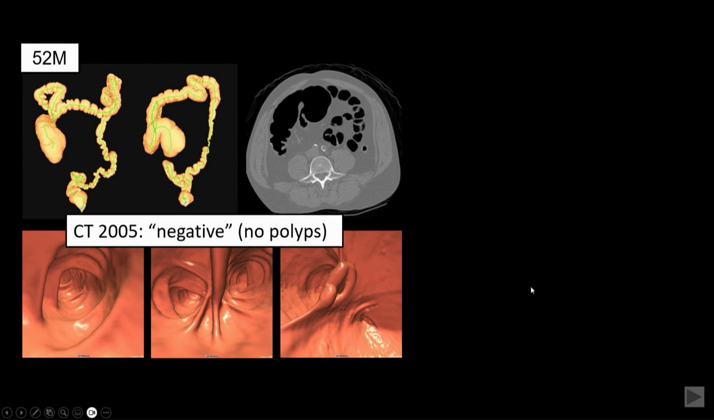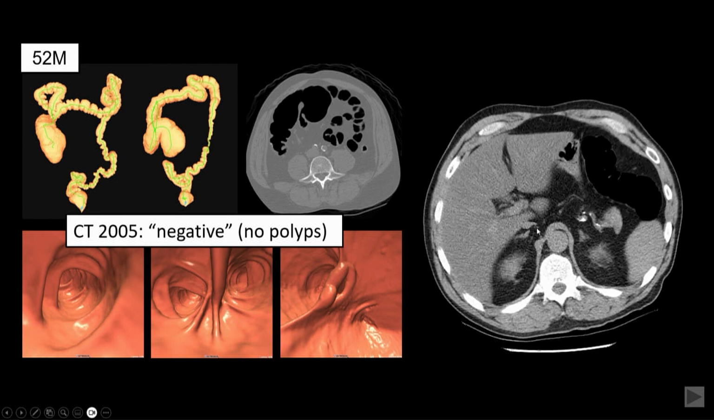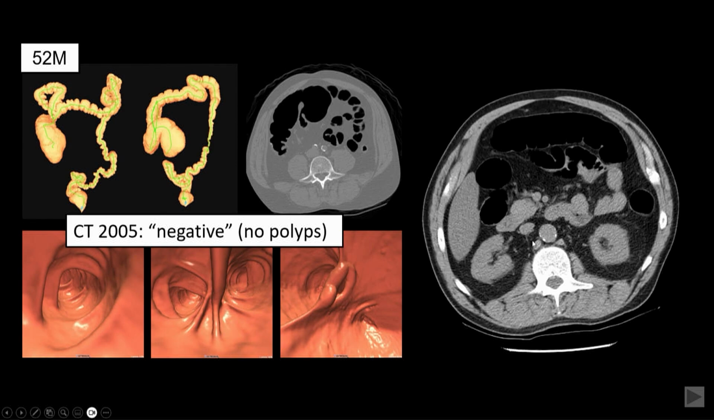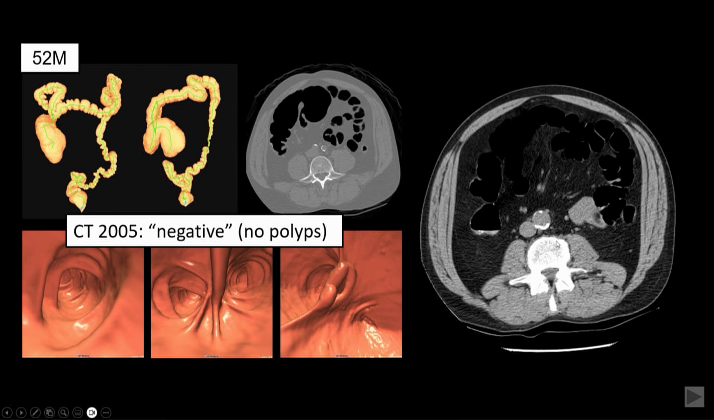So let's come back to this patient now. He had a negative scan, see you in 5 years, but he didn't look so good in terms of metabolic syndrome. You can see he's got severe steatosis. He's got a lot of visceral fat relative to his subcutaneous fat, a really taut sort of belly. He's got a lot of aortic calcification for a 52-year-old.